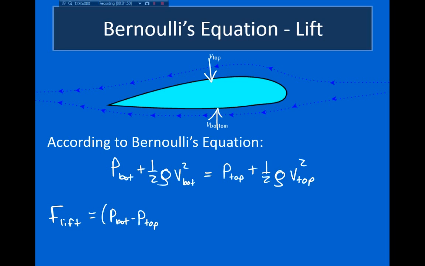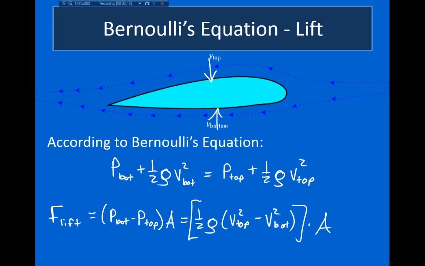And then, of course, to turn this into a force, we have to multiply it by the area of the wing. And that will be equal to 1/2 rho times the velocity of the air on top of the wing squared minus the velocity of the air on the bottom of the wing squared, and then I still have to multiply all of that by the area of the wing.